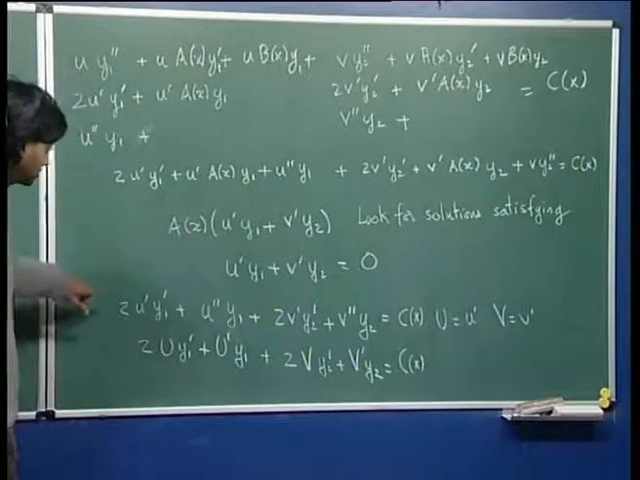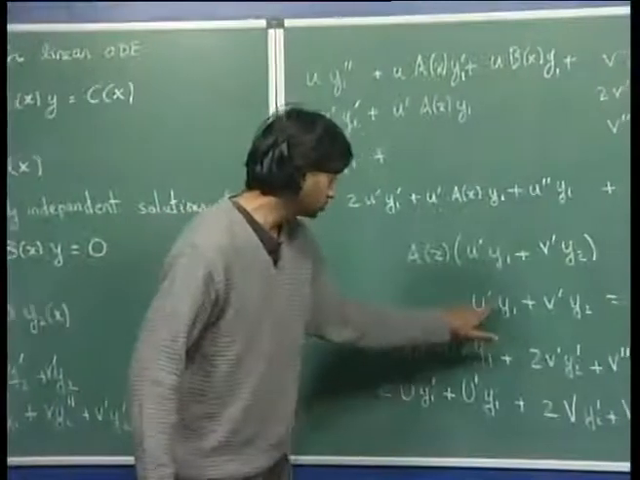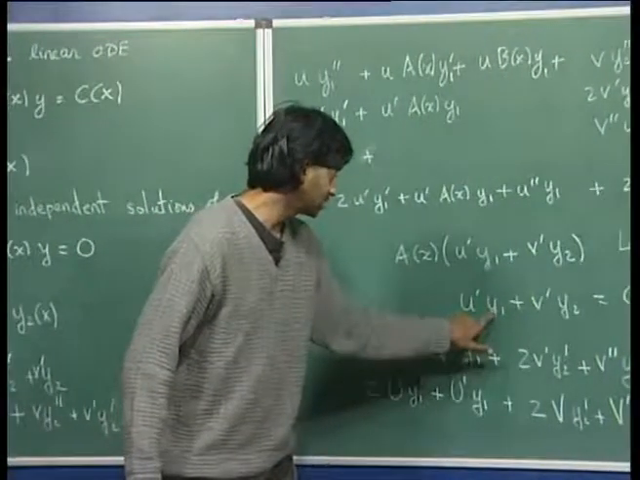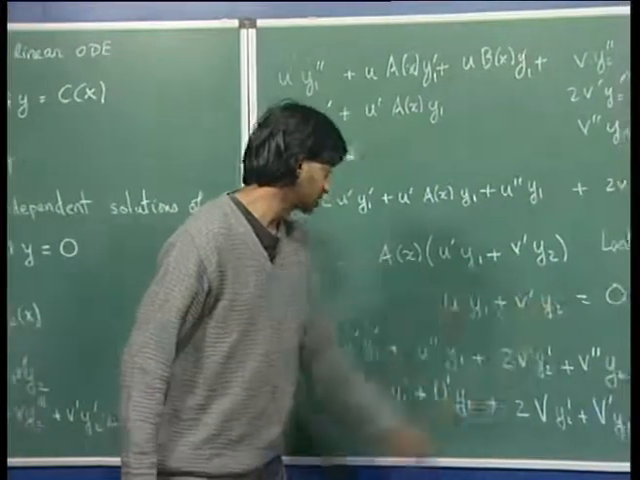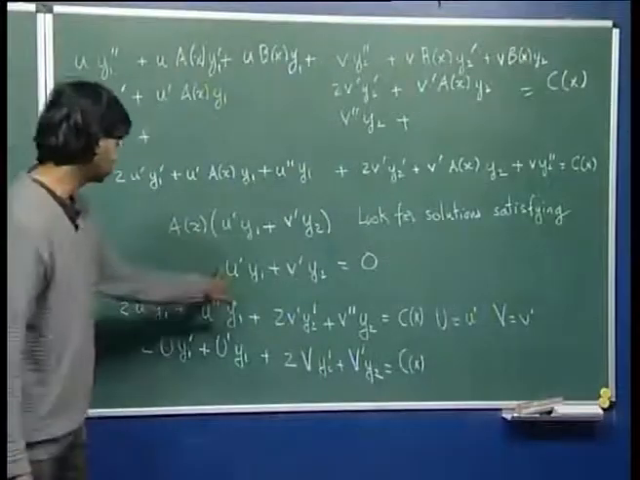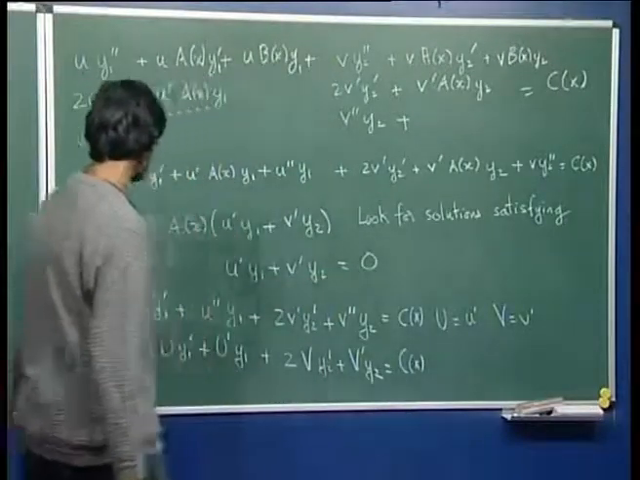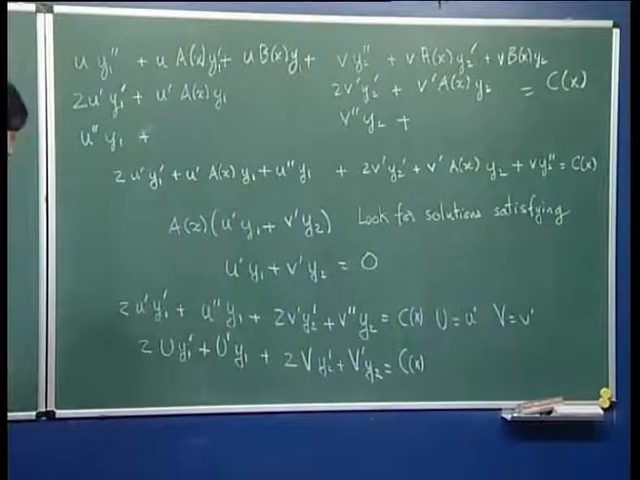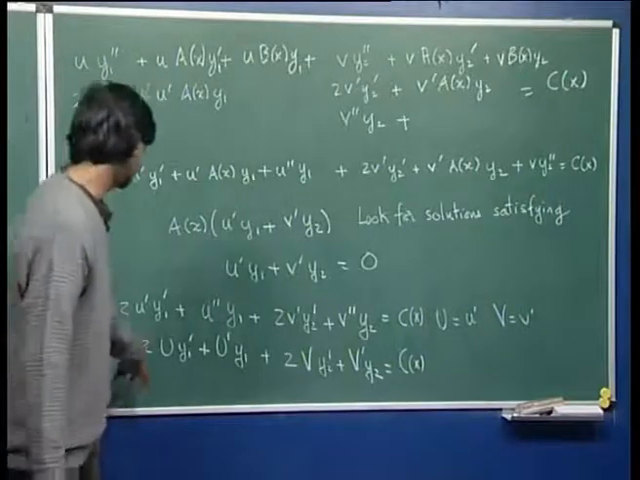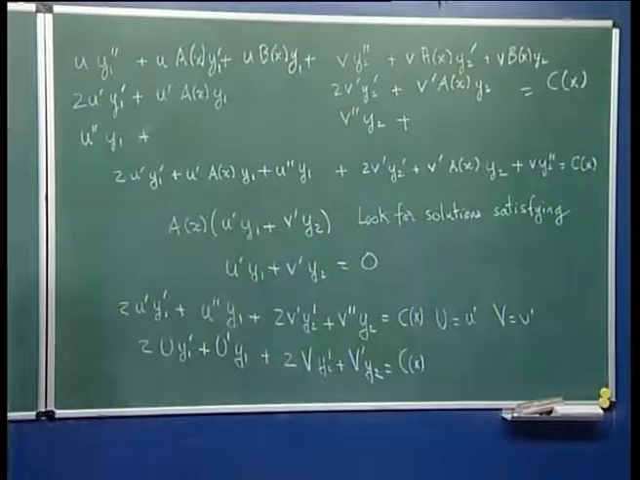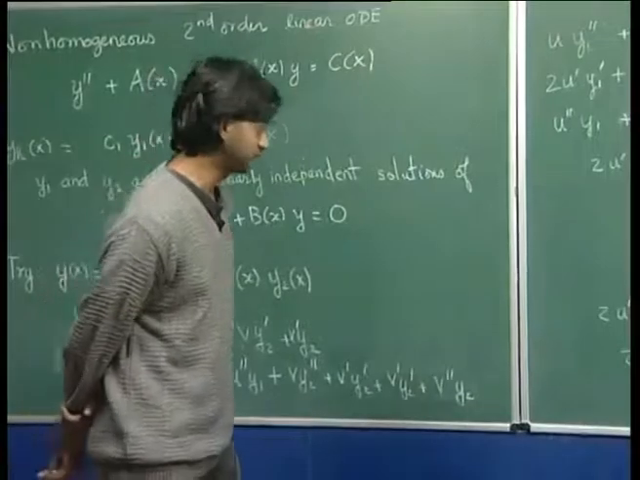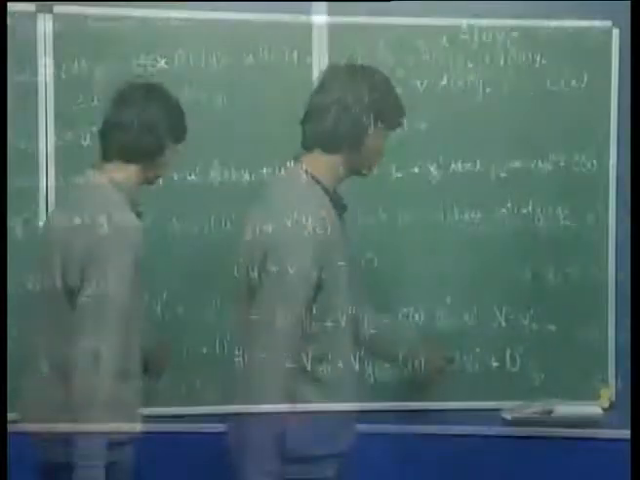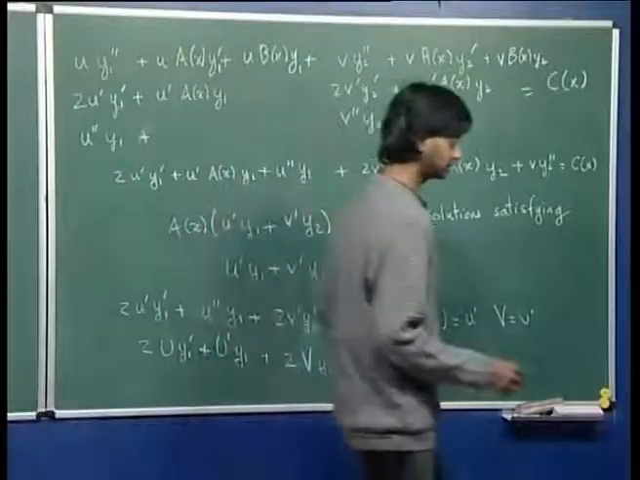So, you have two equations, one is u prime y1 plus v prime y2 equal to 0, or in other words capital U y1 plus capital V y2 equal to 0. The other equation is this equation. And you can solve these two equations for capital U and capital V.